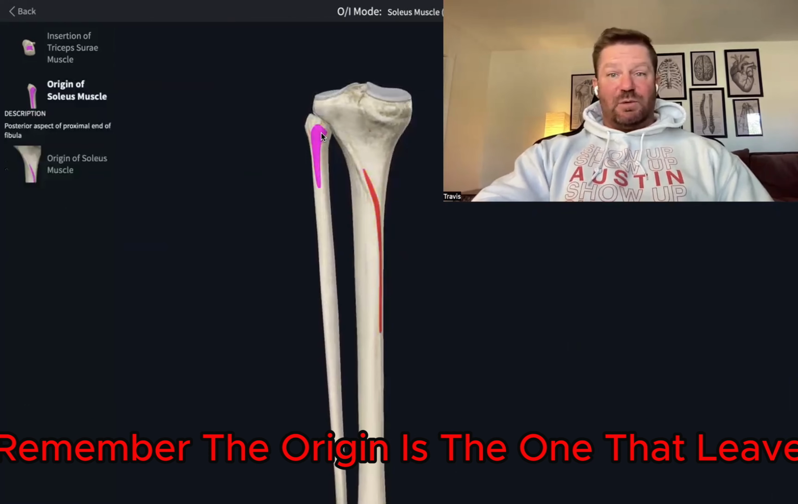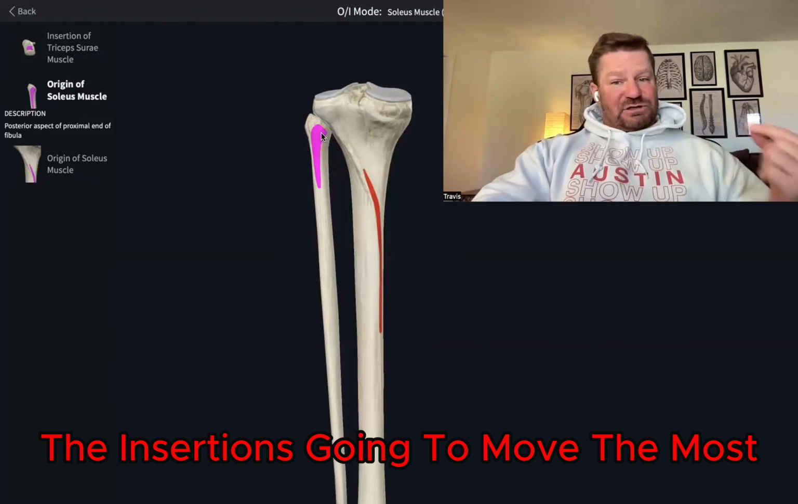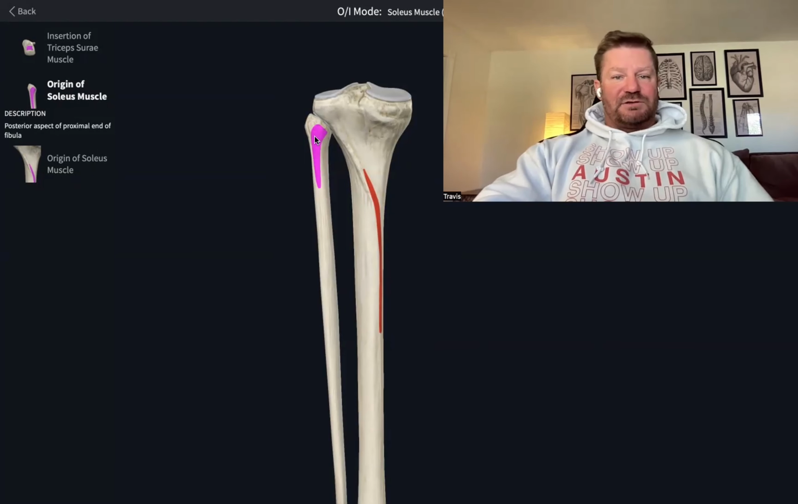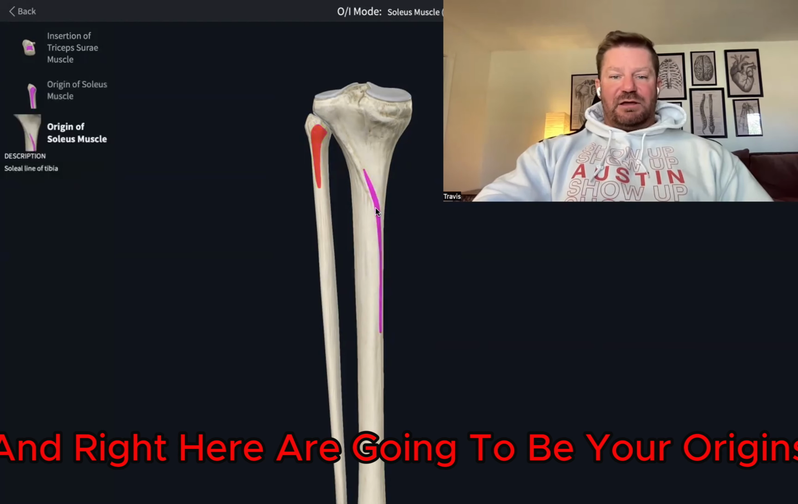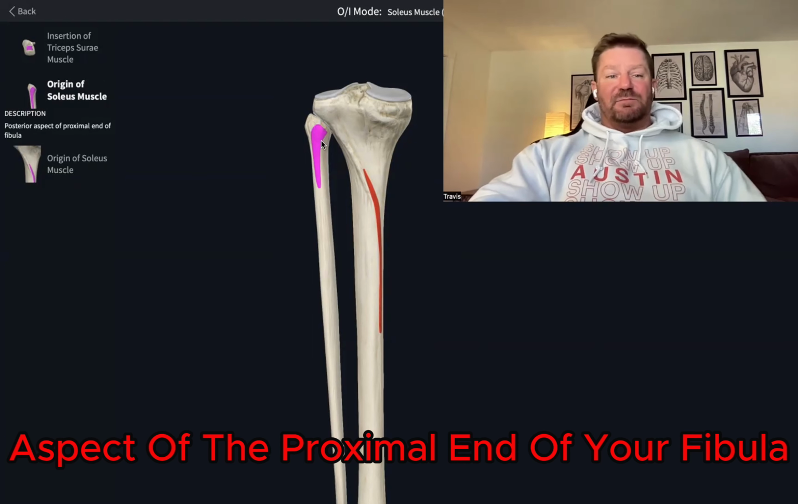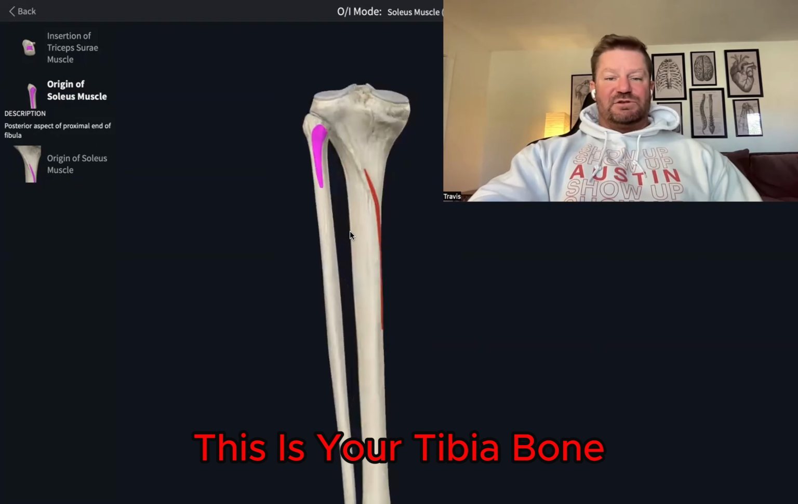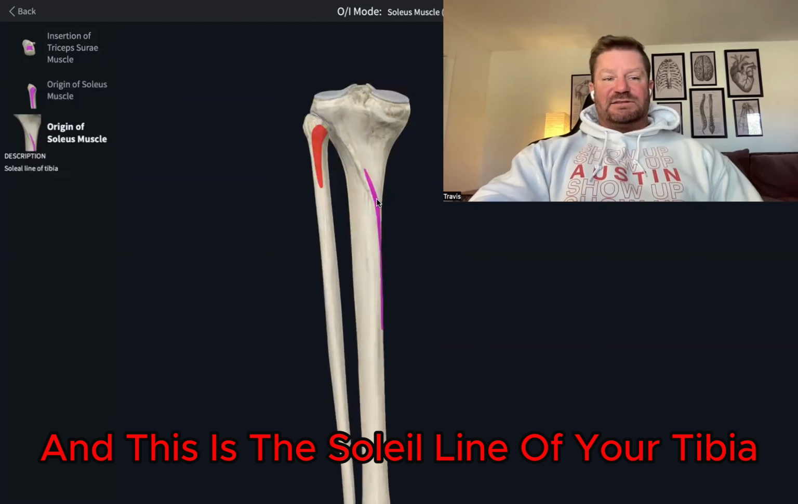So we can see those two are going to be the origin. Remember, the origin is the one that least moves. The insertion is going to move the most. So right here and right here are going to be your origins. So the posterior aspect of the proximal end of your fibula. This is your fibula bone. This is your tibia bone. And this is the soleal line of your tibia.